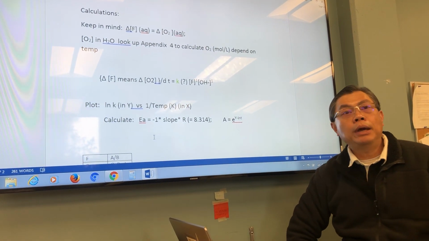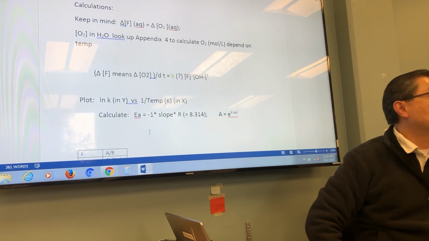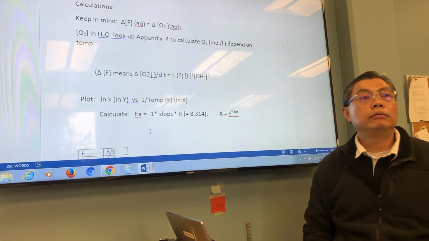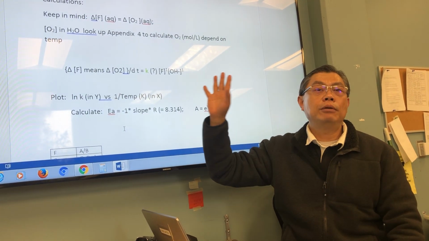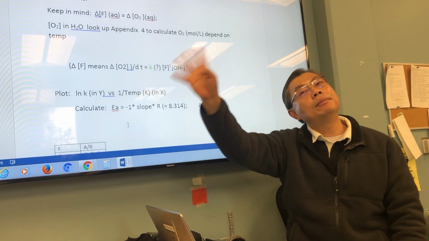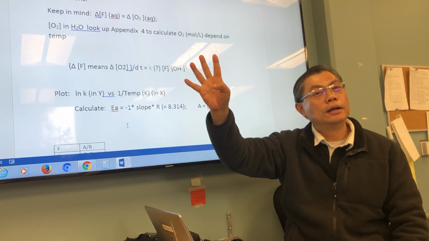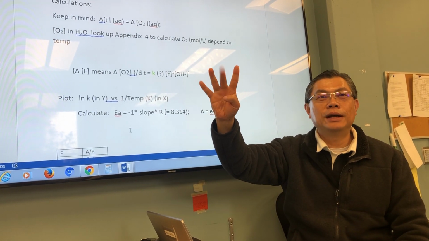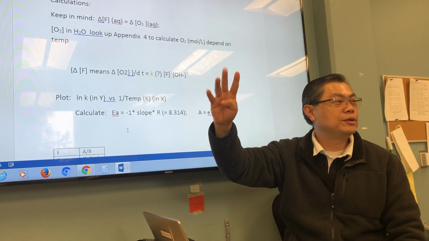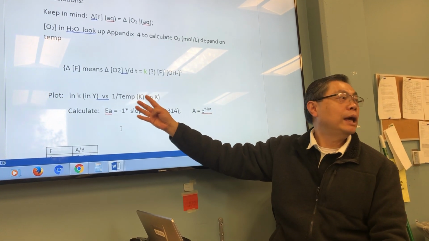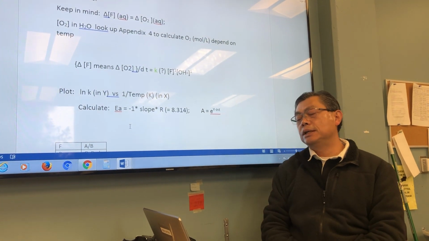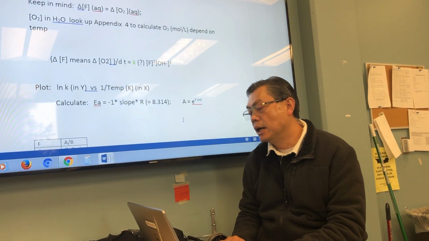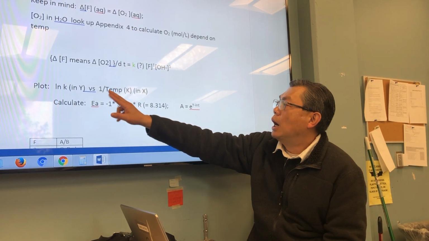So how many K do we have? K, the rate constant, is temperature sensitive, yes? How many temperatures do we have? 4, right? Remember last time I said we have 4 different temperatures? So you have 4 K. You are going to do the same thing like last time and make the graph.